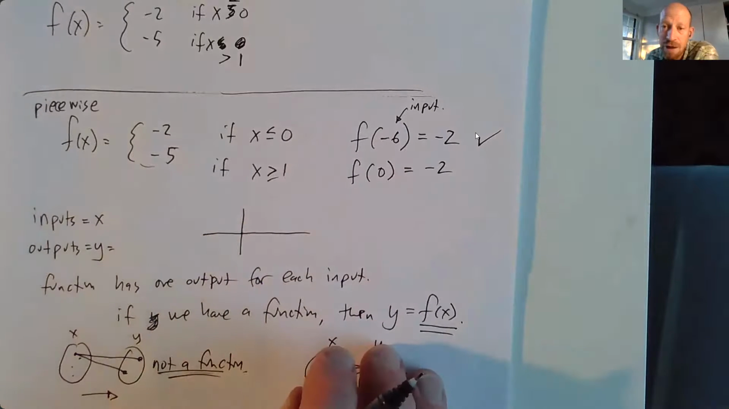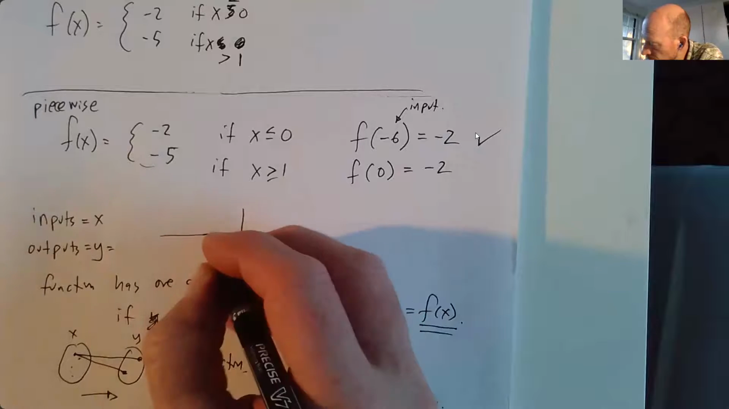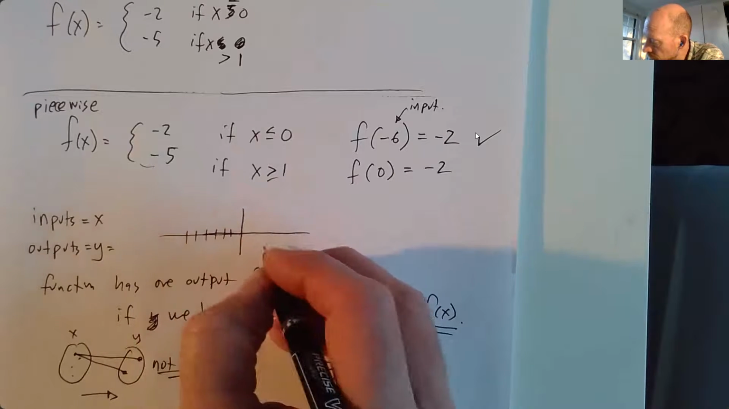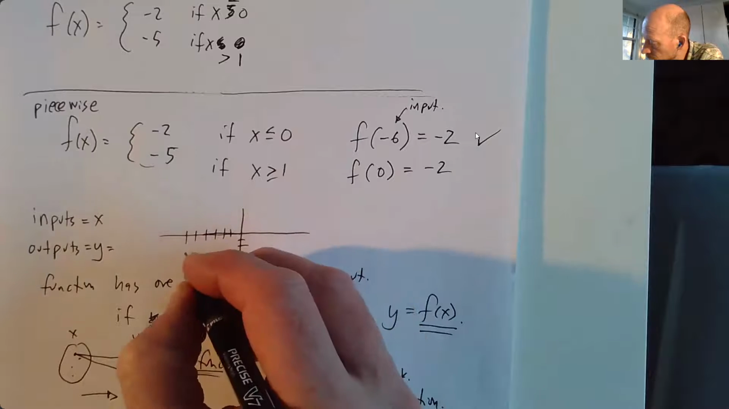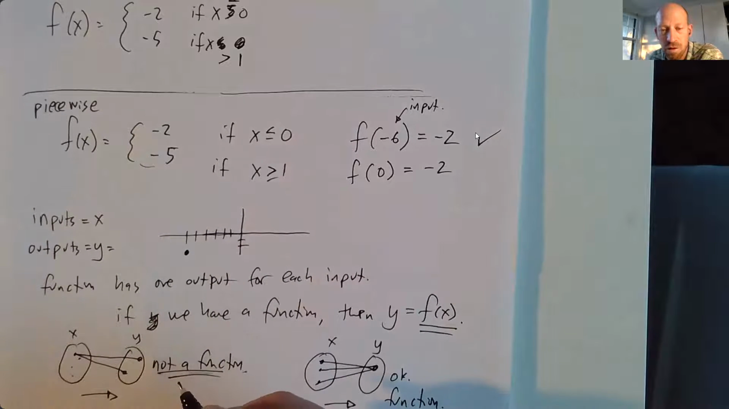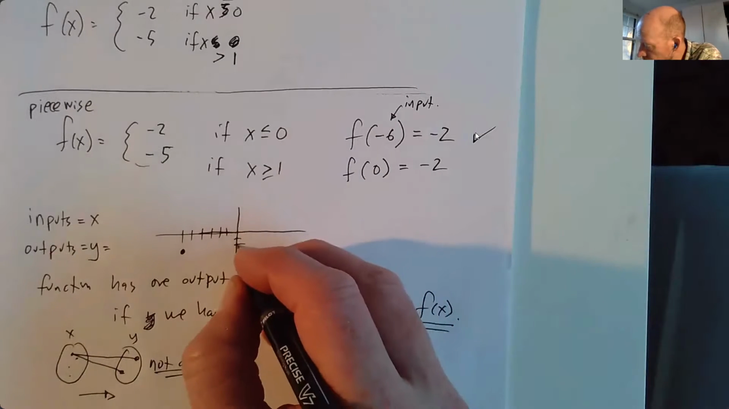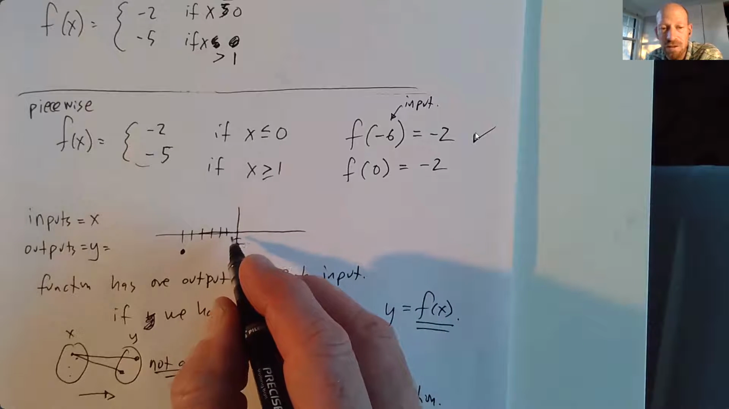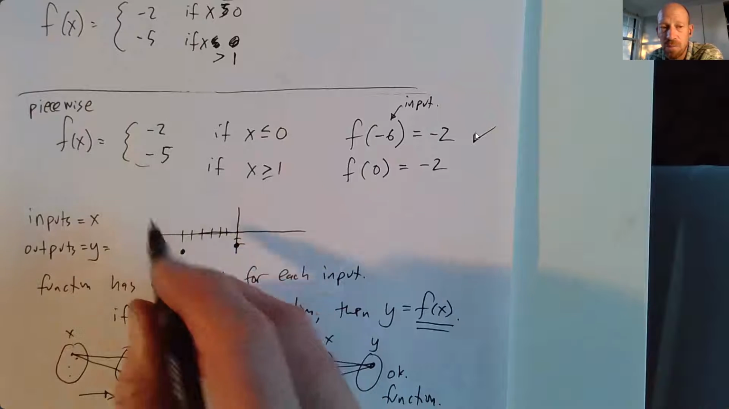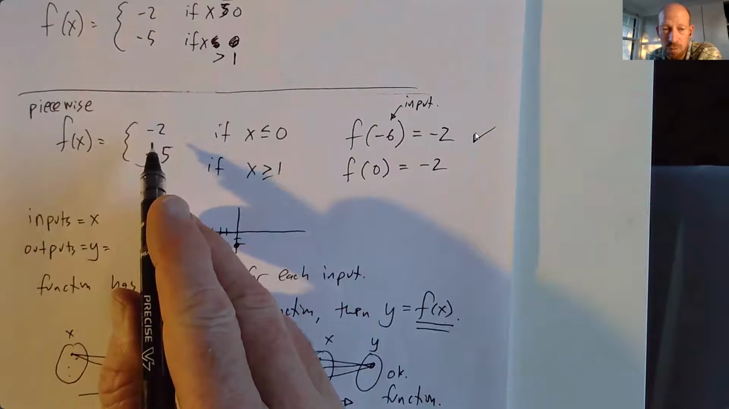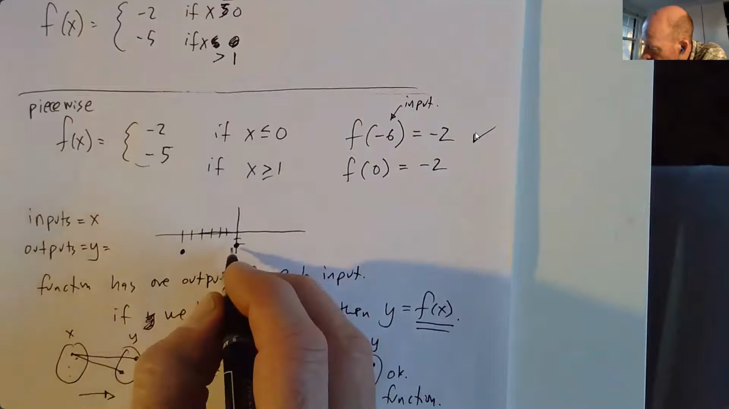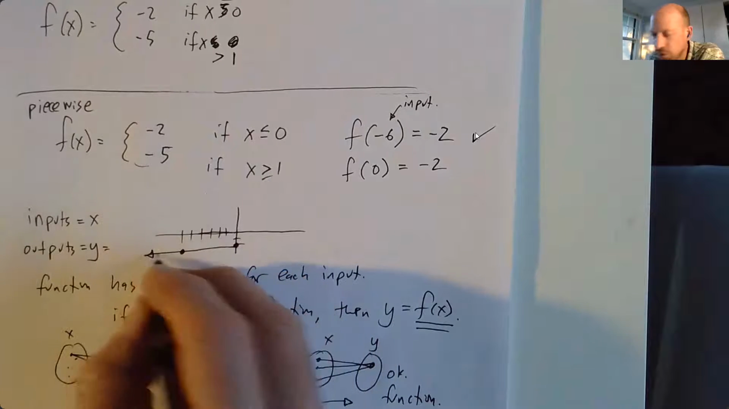You could come up with a graph for this if you wanted. F of -6 is -2. A small graph here. F of 0 is also -2. For any X value that is less than or equal to 0, it's going to be -2. That's what this equation or statement is telling me. So it's going to look like -2 for all of those values.